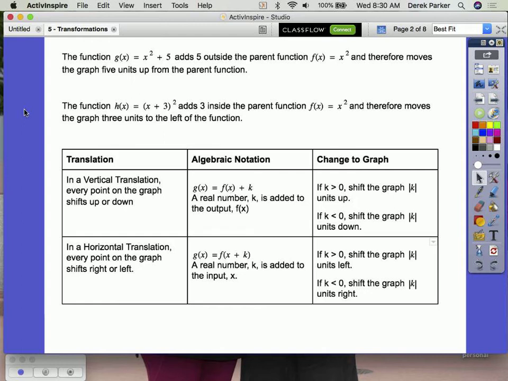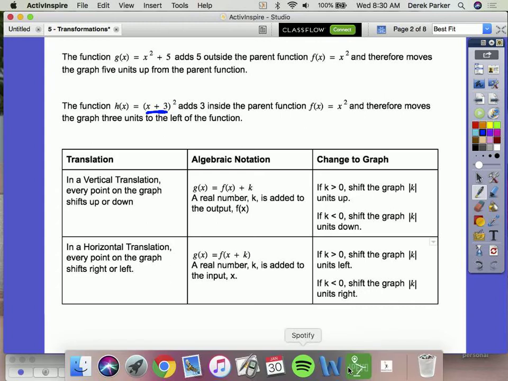Now, let's say we add a constant inside the parent function. So we're not adding to x squared. We are placing a constant inside the parentheses with the x. For example, x plus 3 squared. What happens there? So let's go back to our graphing calculator.